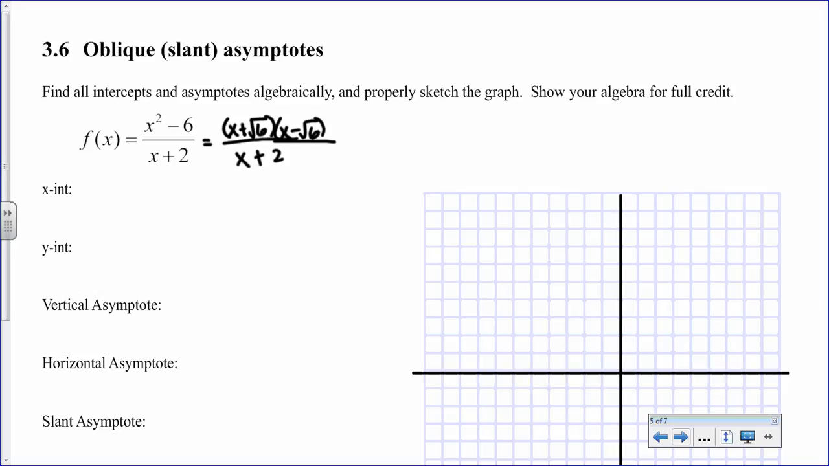So the negative 2 is going to be an asymptote. If it cancels, the negative 2 would be a hole. Okay, so my x-intercepts will be square root of 6, 0, and negative square root of 6, 0. Are these imaginary numbers? No. They're just irrational. They're not imaginary, so you can graph them. Even though they're irrational and they're decimals, you can still graph them.